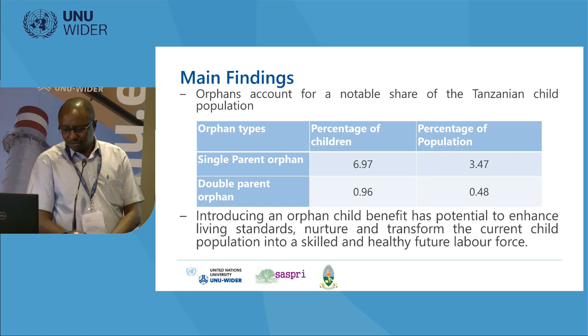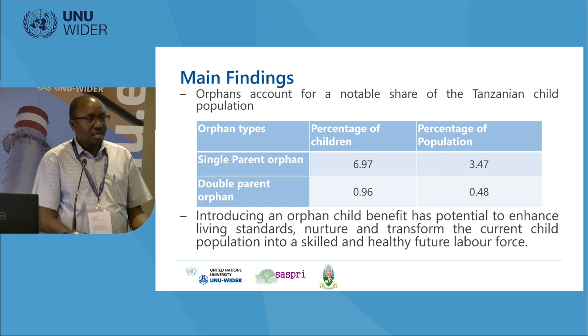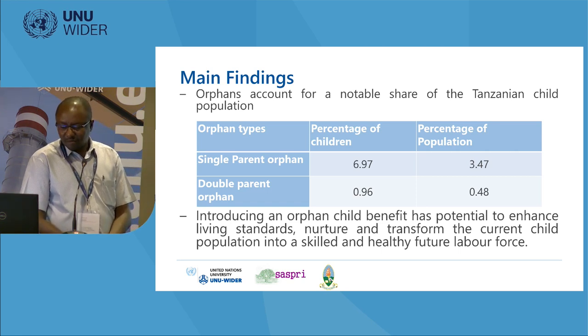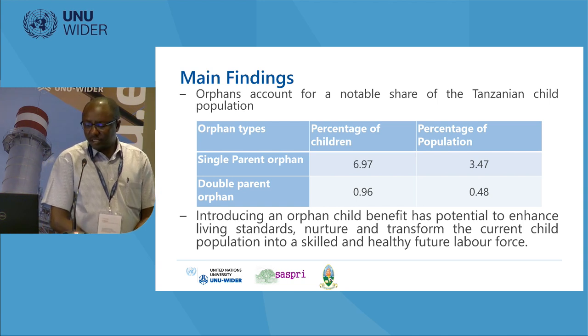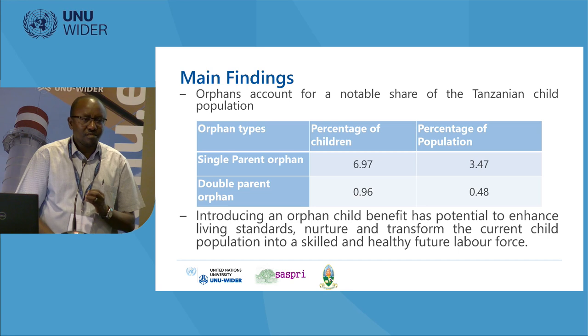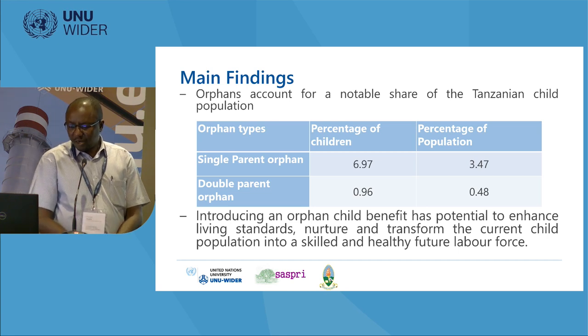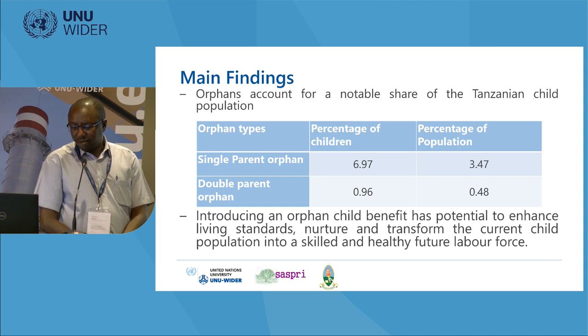As I said before, orphans account for a notable share of the Tanzanian child population. And the figure I gave earlier about single parent, 6.97, which is 80% of the entire children population, and the 1% when you come to double parent orphans of the entire children population. And what is that in terms of the entire Tanzanian population? For the single parent orphans, it's almost 4% of the total population, while it's 0.5% for the double parent orphans.